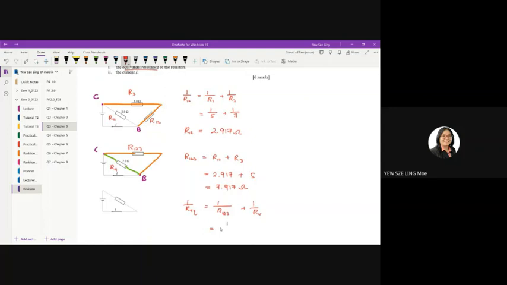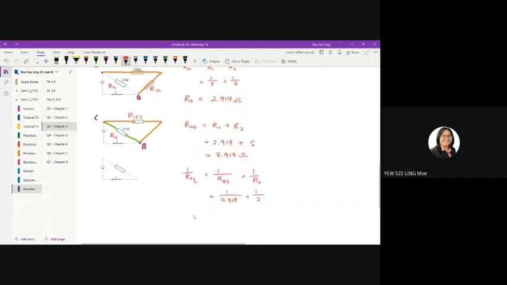So it is equal to 1 over 7.917 plus 1 over 2. All right, so your R equivalent is equal to 1.597 ohm. So this is now your REQ. So done, because you have just one resistor left in the circuit, so that is your R equivalent.